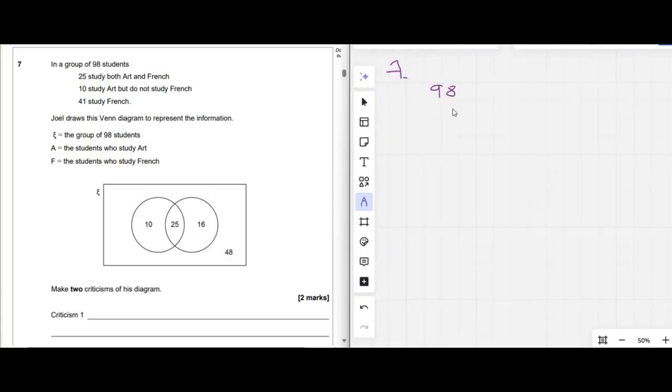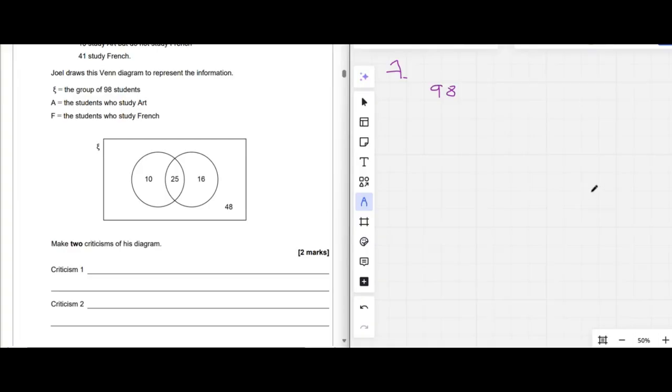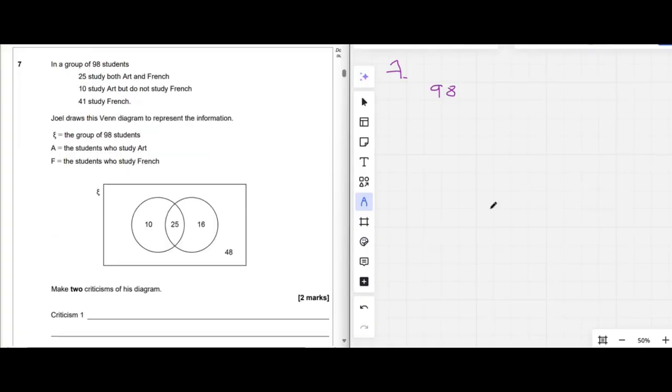A group of 98 students. 25 study both art and French. 10 study art but not French, so that's that. 41 study French, and that's 25 and 16 together, 41. George draws the Venn diagram to represent the information. This thing, epsilon maybe, is everyone, the group of 98. A is the students who study art, and F the students who study French. Make 2 criticisms of his diagram. Can you think about anything that is not right here?